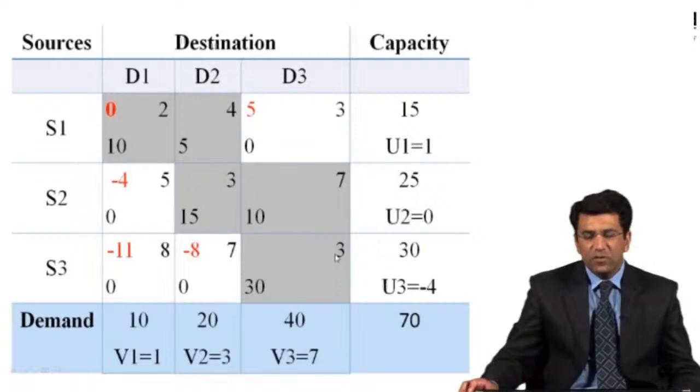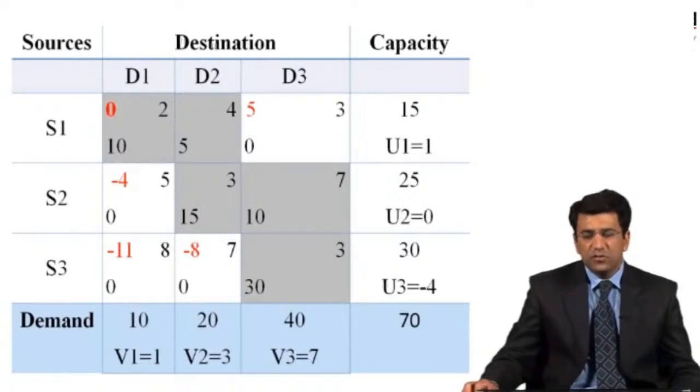In the same fashion, we will calculate the shadow cost for all other non-basic variables or the unoccupied cells. For example, for the cell S2D1, how will we calculate the shadow cost? That is U2 plus V1, that is 0 plus 1 minus this unit cost. So 1 minus 5 will be equal to minus 4. So this is the shadow cost minus 4 for this particular cell. Again, for this cell S3D1, the shadow cost is minus 11. How is it minus 11? That is U3 plus V1, that is minus 4 plus 1 minus 8, so it will become minus 11. Similarly, the shadow cost for the S3D2 cell is minus 8.